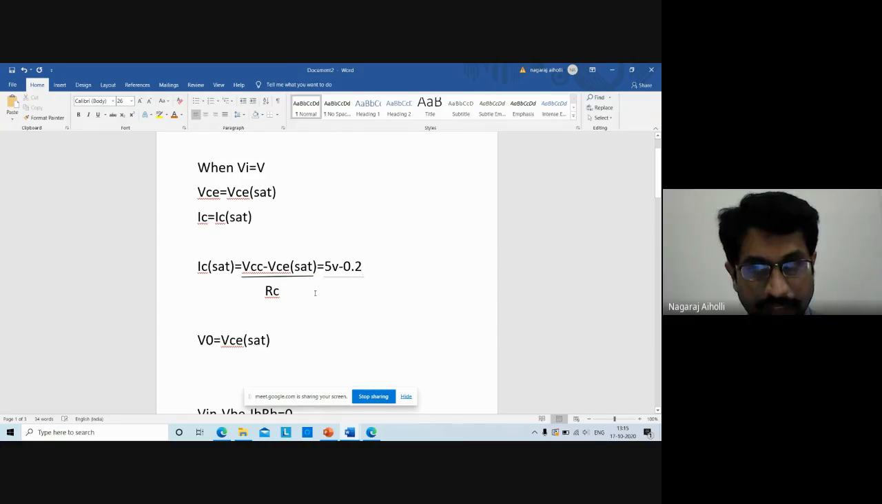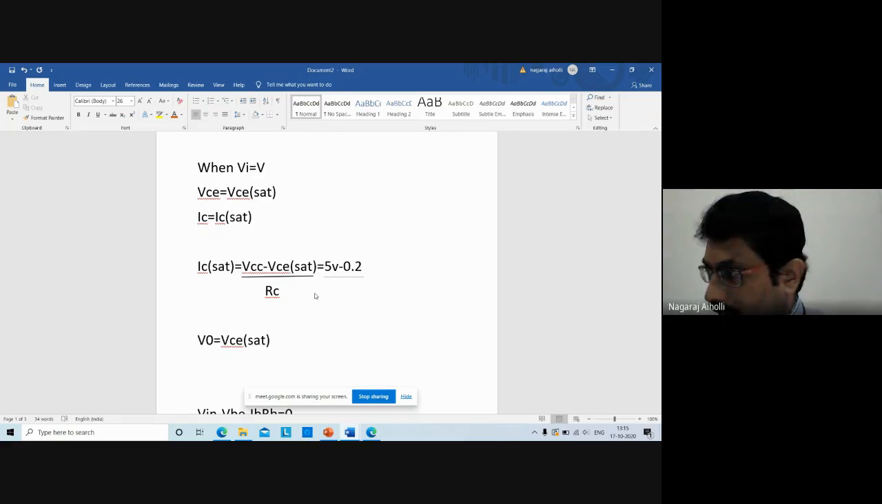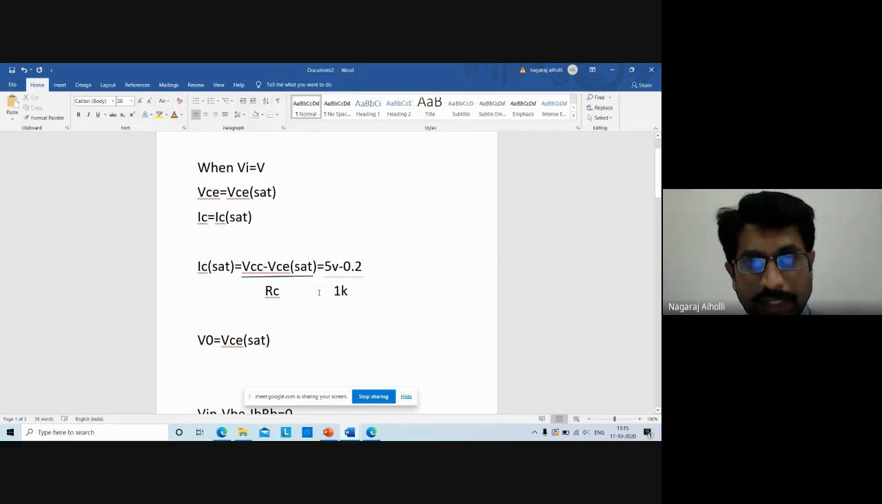What is the value of RC we have? RC value is also given. It is 1 kilo. So 5 minus 0.2, that is 4.8 volts divided by 1K, you get 4.8 milliampere. We got the value of IC.